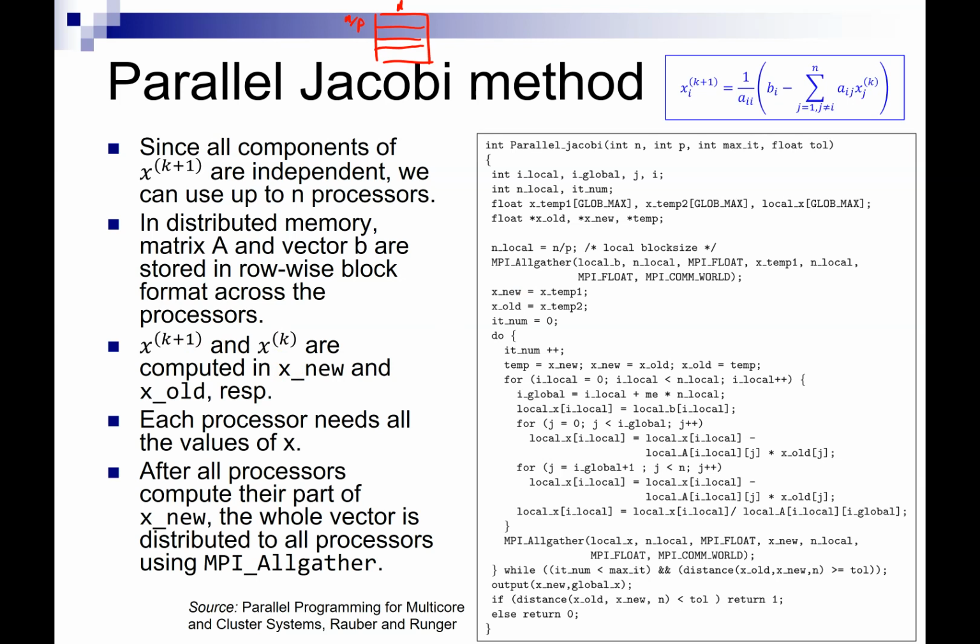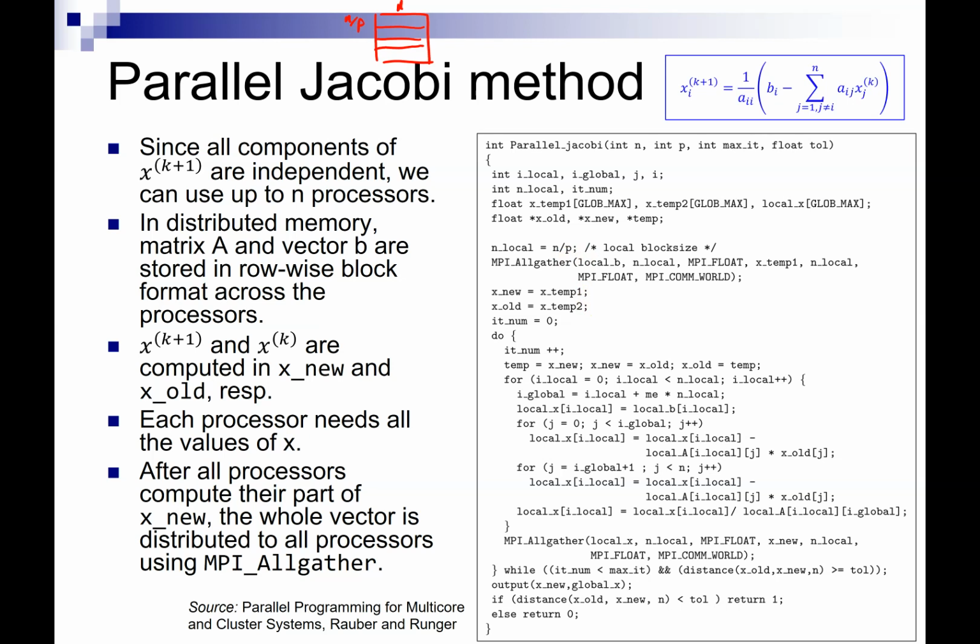Okay, so now in order to do this operation over here, to do one iteration of the Jacobi method, you see that each processor needs all of the values of x. Okay, and so what we're going to do is, let's see. n local is the number of rows that each process has. It's equal to n divided by p. So this is going to be the new value that we're trying to compute for x, and this is the old value for x.